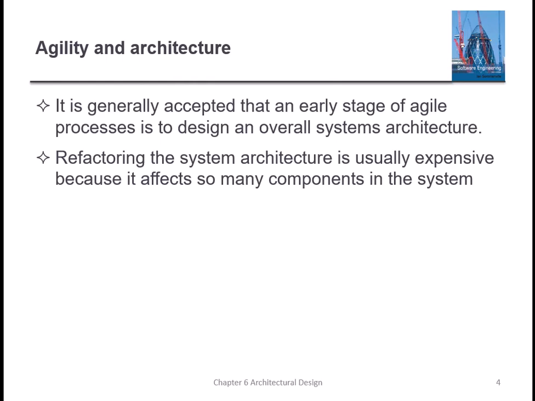But in agile we skip the documentation, as the requirements are unstable and changes may occur throughout the requirements engineering. So we start designing the architecture as early as possible, and the properties of that have already been discussed. One of the properties is simplicity in the design. Based on that design we then start developing. So it is generally accepted that an early stage of the agile process is to design an overall system architecture.